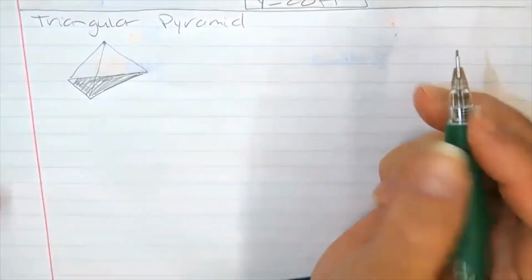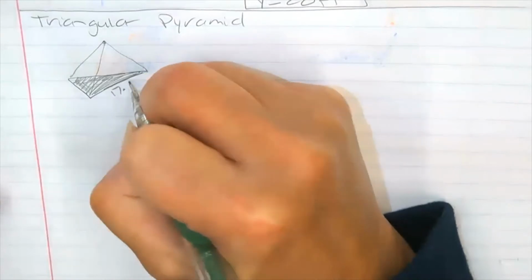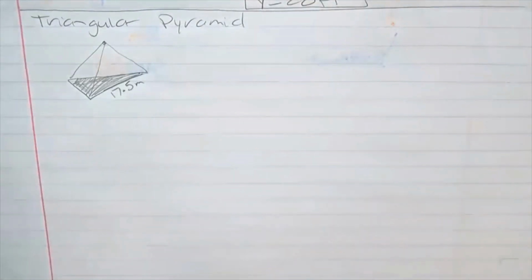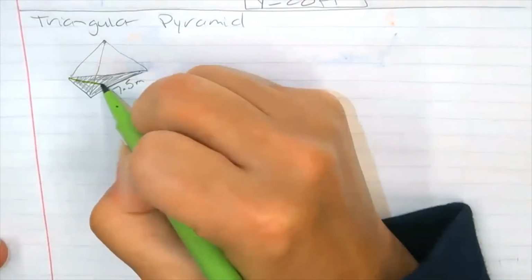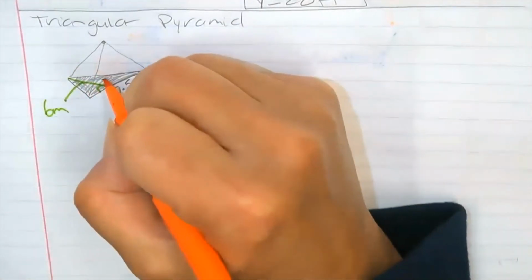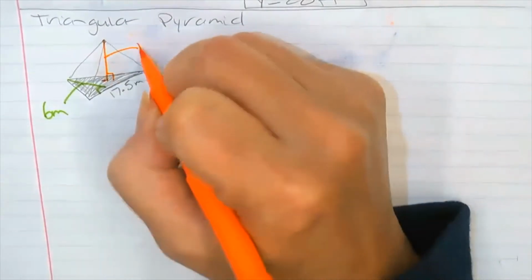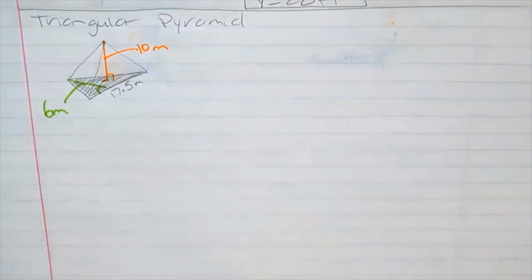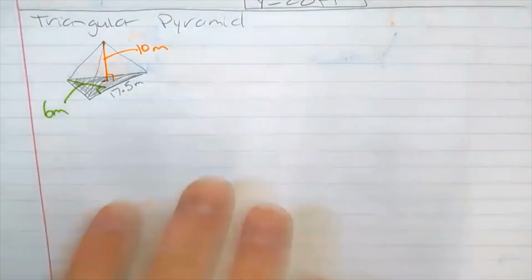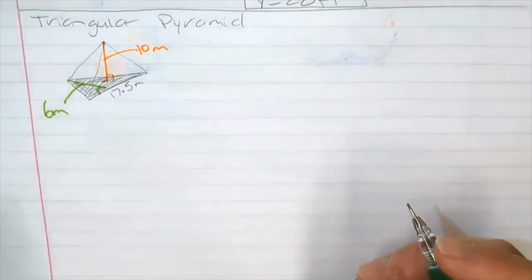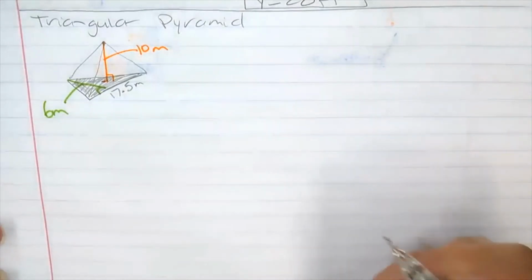So my base is a triangle. They're telling me this is 17.5 meters. They're telling me that the height of the triangle is 6 meters, and the height of the pyramid is 10 meters. When I look at this, it looks like a big, huge, old jumbled mess.